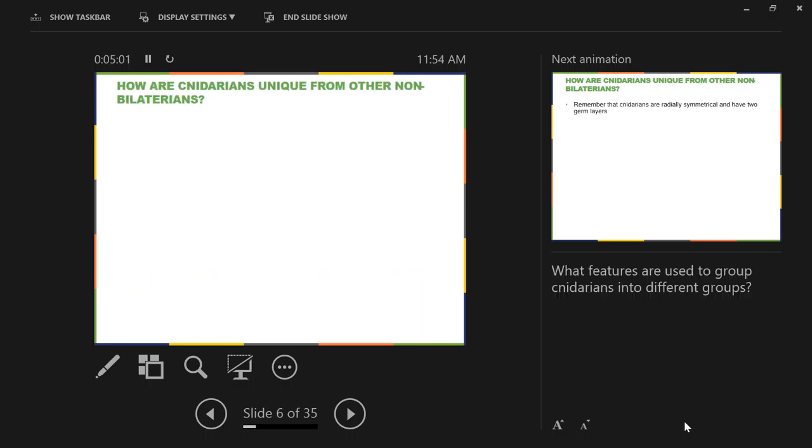All right. So our next framing question, going outside of sponges and now finally starting to talk about some animals that have germ layers and have symmetry. How are cnidarians unique from other non-bilaterians? So this question gives you an idea that cnidarians are non-bilaterians, right? Because how are they unique from other non-bilaterians? An indication that they are non-bilaterians. What on earth does that mean? What is a bilaterian?